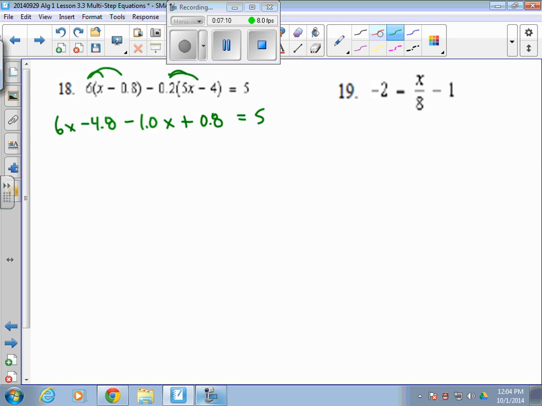Combine your like terms. 6x and negative 1x is 5x. Negative 4.8 and positive 0.8 is going to be negative 4. Bring the rest down, equals 5. Now it's a lot simpler of an equation.